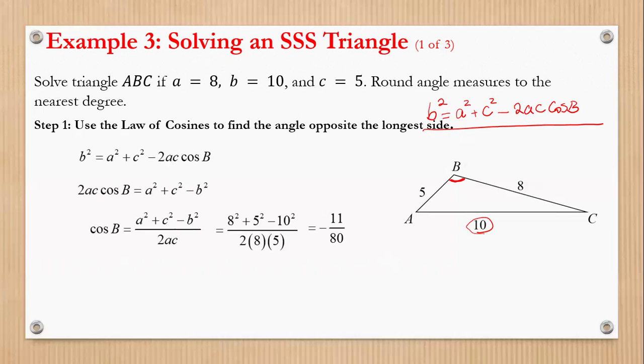So you can solve the formula for cosine B like what we did here, or you can replace numbers and then solve for cosine B. It doesn't matter. If you replace numbers, B squared is 100. A squared means 8 squared, which is 64. C squared is 5 squared, which is 25, minus 2 times A times C times cosine B. Then you need to add these two, 64 plus 25, which is 89, and then subtract 89 from both sides.